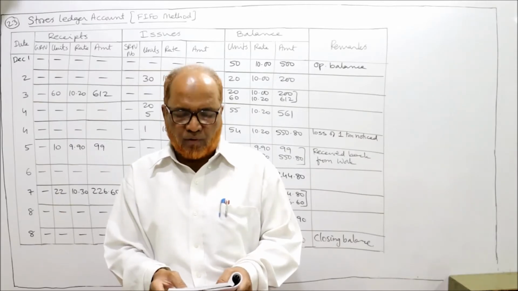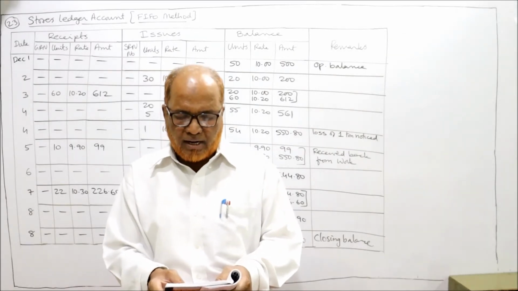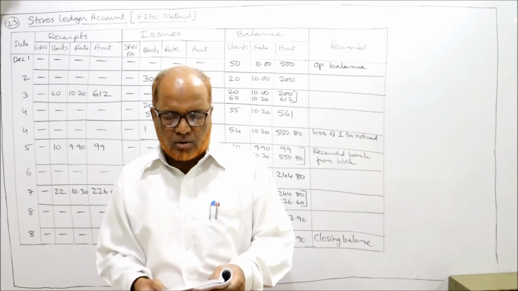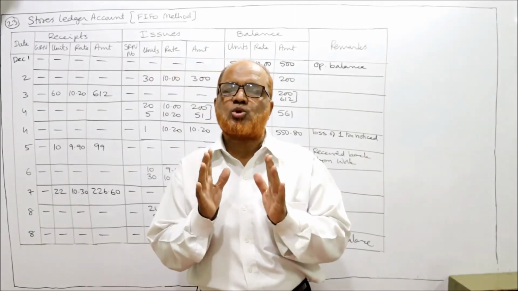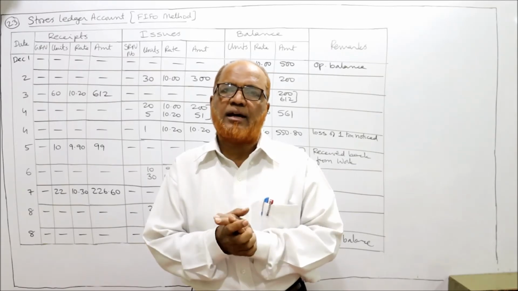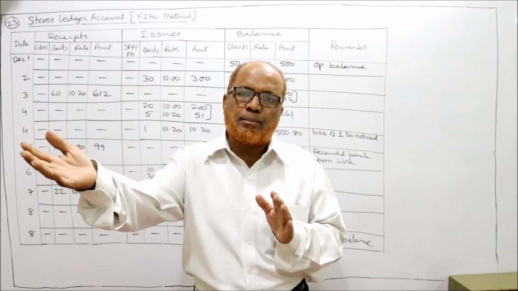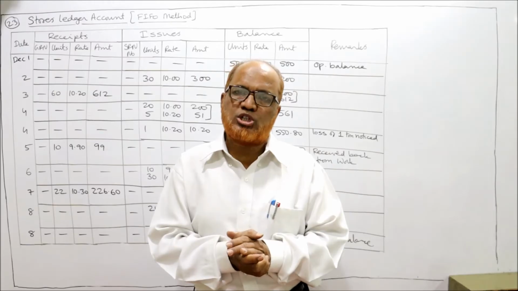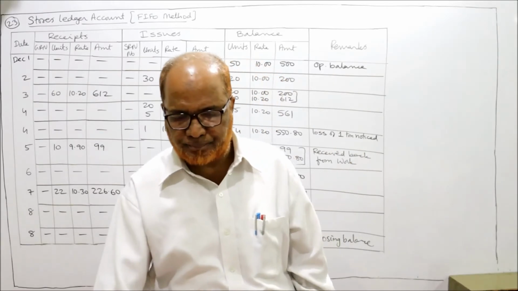December 6th, issued 40 tons. December 7th, received 22 tons at 10.30. December 8th, issued 33 tons. Make out the stores ledger account using the FIFO method. So simply, first of all, we have to make the stores ledger account by following the FIFO method. Secondly, we have some abnormal items, like there is a shortage of material and there is a return of material from the works, from the factory to the stores department. That's why we have to open the column of remarks to give the explanation.